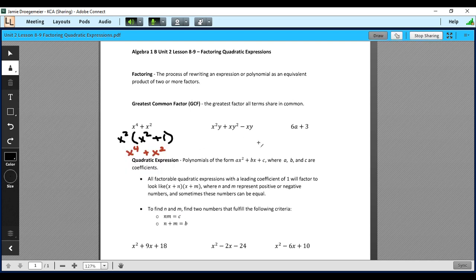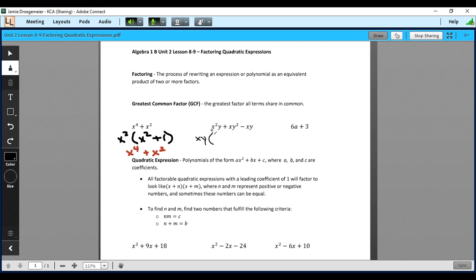All right, then my next one here, x squared y plus xy squared minus xy, looking for a greatest common factor. Well, with my x terms, I have an x squared, an x, and an x. My y terms, I have a y squared, and a y. Well, I could divide an x and a y out of each of those. That would be my greatest common factor. So xy.